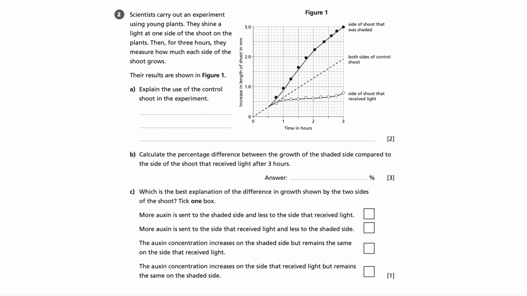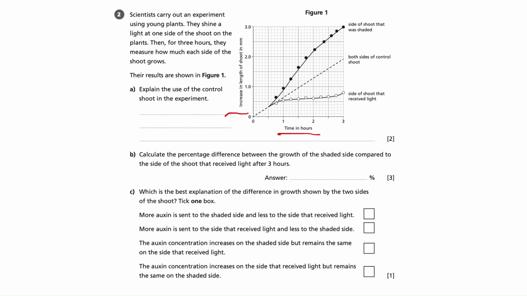Question 2. Scientists carried out an experiment using young plants. They shine a light at one side of the shoot on the plant. Then for 3 hours, they measure how much each side of the shoot grows. Their results are shown in figure 1. So we can see we've got a graph here with the time in hours on the horizontal axis, the increase in length of the shoot on the vertical axis, and 3 lines.